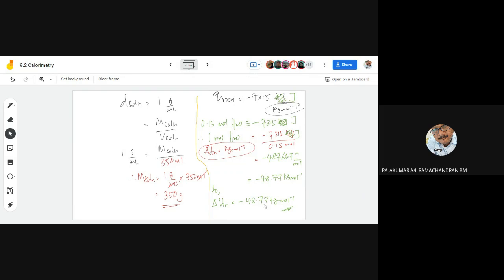Okay, and then finally I make the conclusion. The enthalpy of neutralization is minus 48.77 kilojoule per mole. Okay, not? Okay, sir.